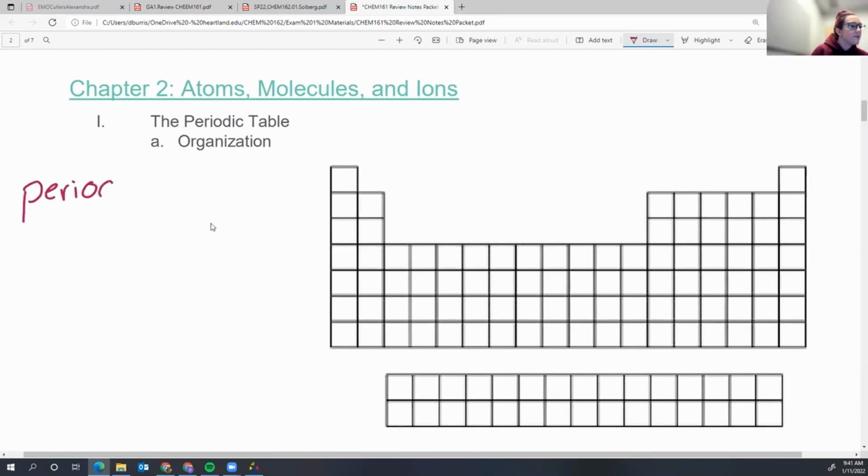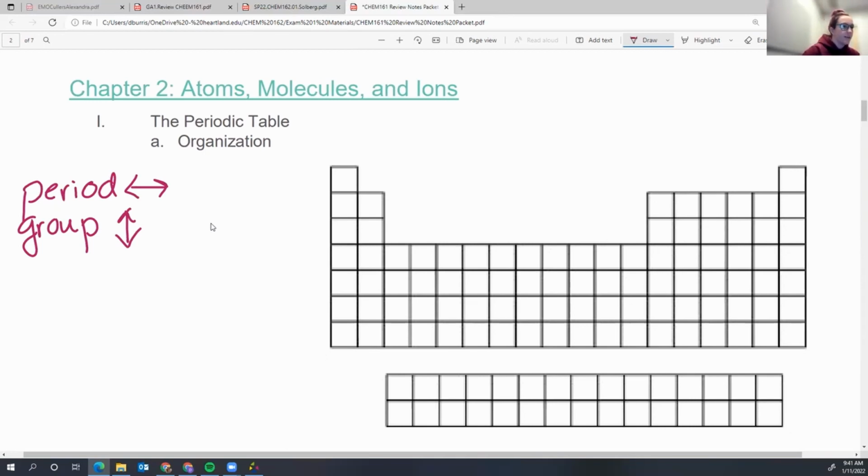A period is left to right. A group is up and down. Okay, groups have very common characteristics and properties. Periods don't. They just are all in a row. Okay, so you do need to know the main groups, so that's going to be important.